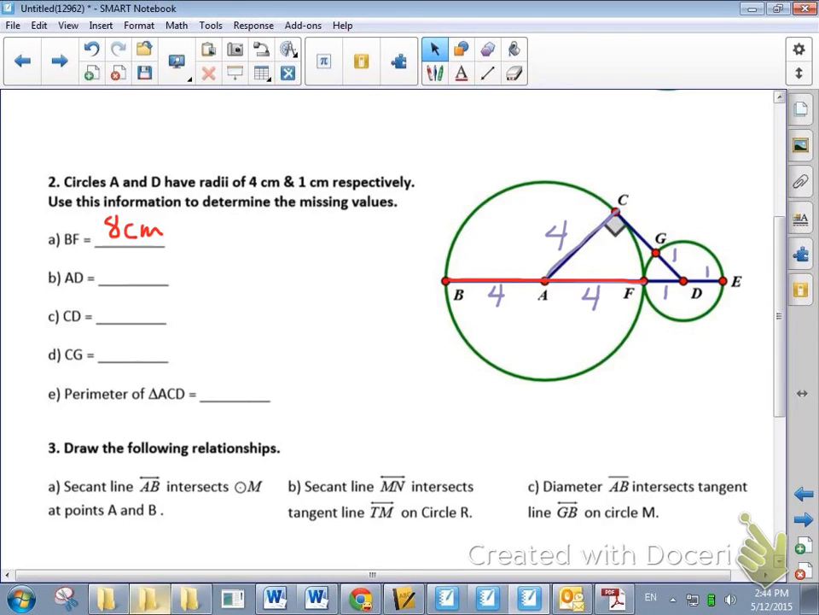Now I'm looking for the measure of AD. So look here, AD, just keep changing colors here. AD is going to be this section right here that's 4, and this section here that's 1, so that's going to be 5 centimeters.